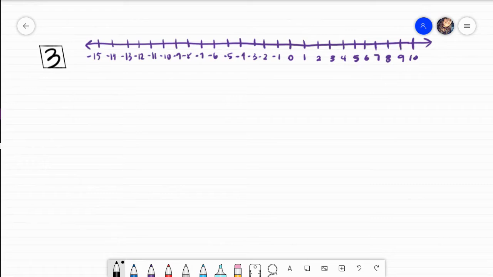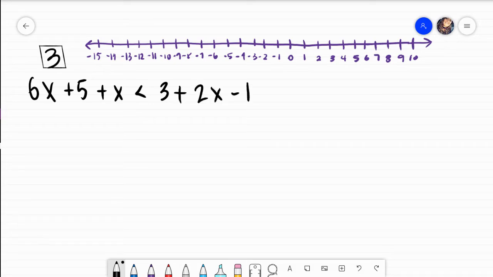So let's do this one. What do I have? I have 6x plus 5 plus x less than 3x. Just kidding. Less than 3 plus 2x minus 1.